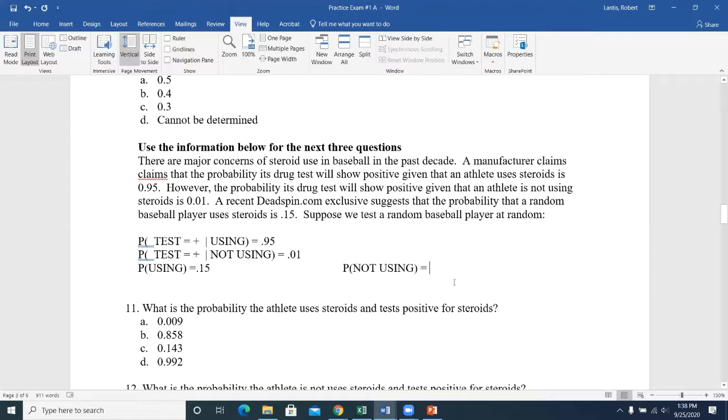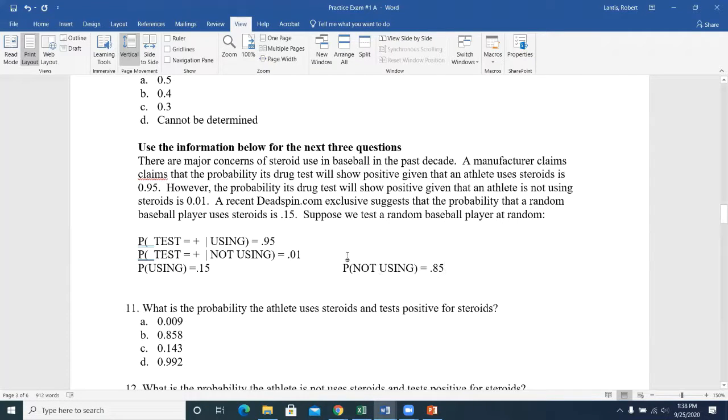Well, if the probability they're using is 0.15, the only other possibility is that they're not using. So the probability would just be 0.85. Yeah, 1 minus that. These two things would have to add up to 1. I'm either using or I'm not using.